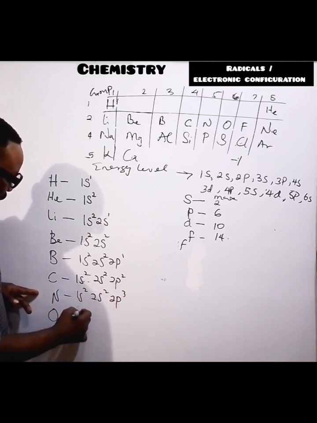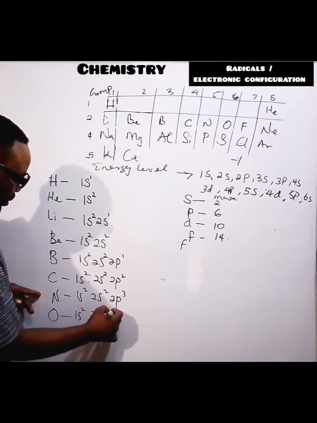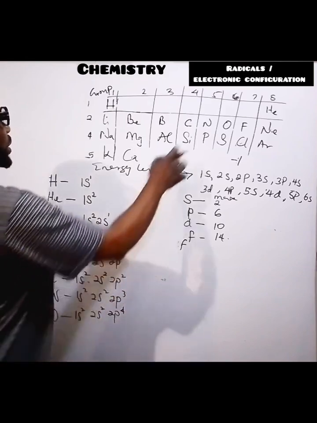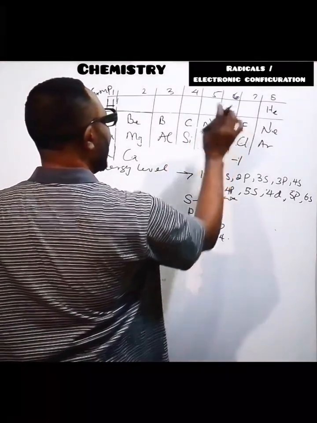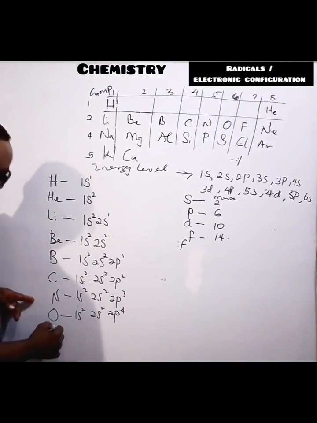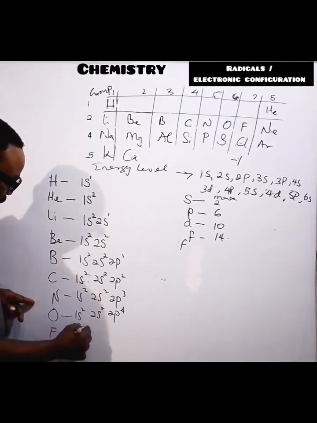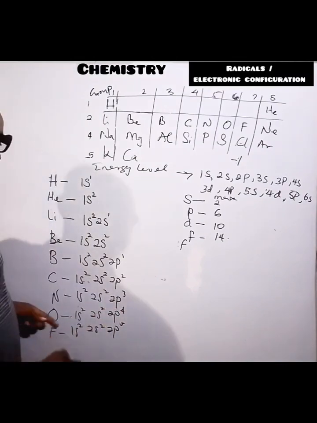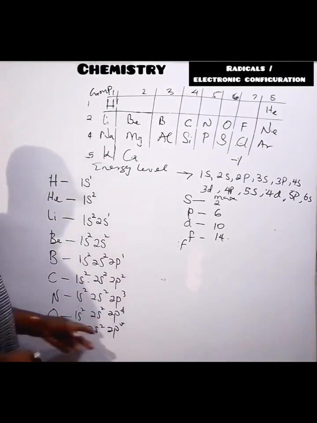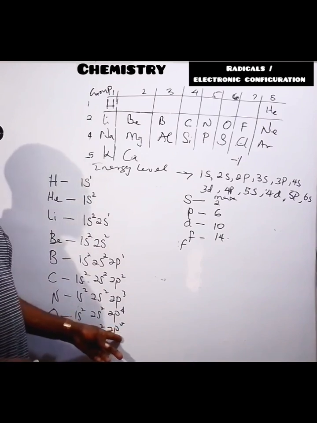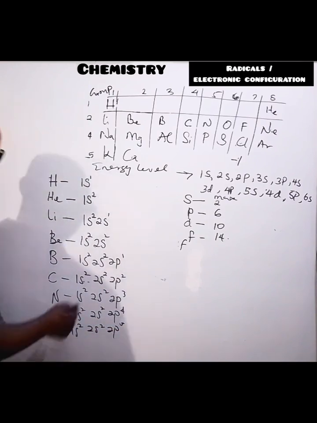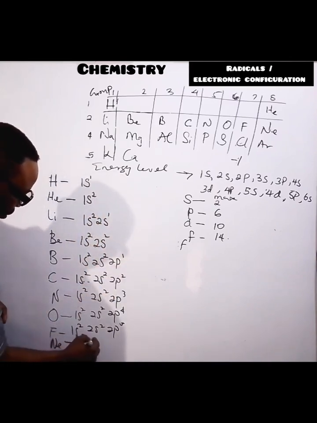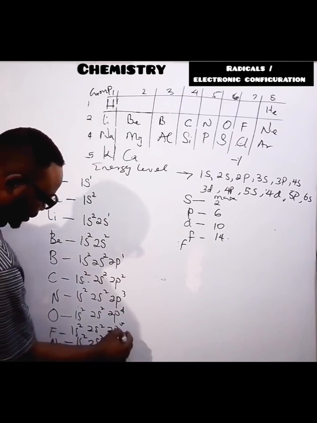Oxygen, 1s2, 2s2, 2p4. If you count this very well, you see that the atomic number of oxygen is 8. Fluorine, 1s2, 2s2, 2p5. You can see that this p orbital is yet to fully occupy. Neon, let me get it. Neon is 1s2, 2s2, 2p6.